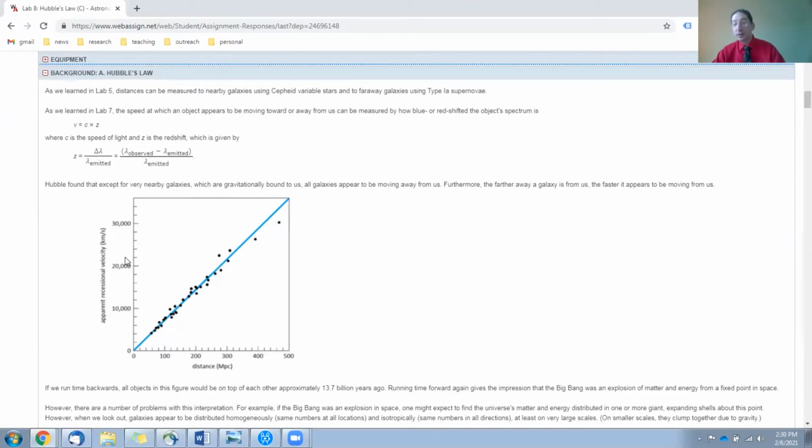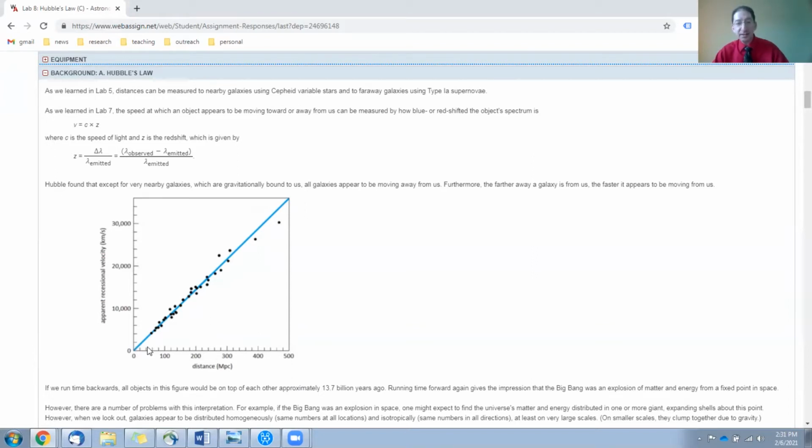Now, we learned how to measure distances and velocities in previous labs. In Lab 5, we learned how to measure the distance to nearby galaxies using Cepheid variable stars. And we learned how to measure the distances to faraway galaxies using type 1a supernovae. So that's how we measure the values for the x-axis.